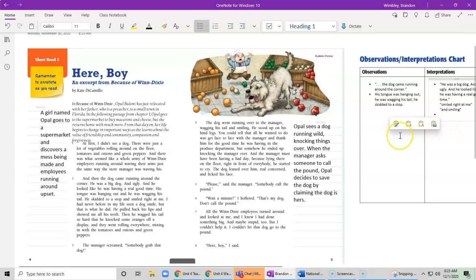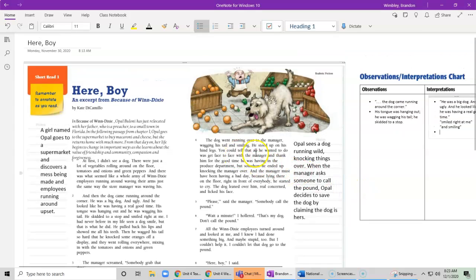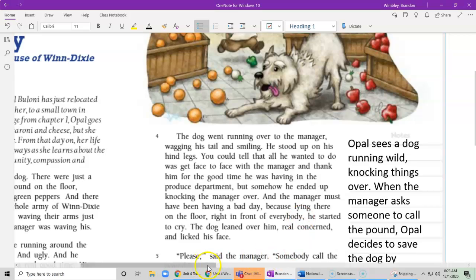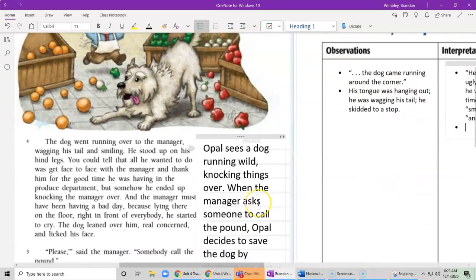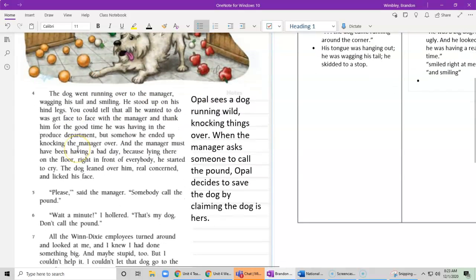So now let's head to another paragraph and see if we can dissect or pull out any more information from this. So we're going to look at paragraph 4 now and see what we find. And I'm going to slide this over just so we can see our interpretations as well. The dog went running over to the manager, wagging his tail and smiling. He stood up on his hind legs. You could tell that all he wanted to do was get face to face with the manager and thank him for the good time he was having in the produce department, but somehow he ended up knocking the manager over. And the manager must have been having a bad day, because lying there on the floor, right in front of everyone, he started to cry. The dog leaned over him, real concerned, and licked his face.